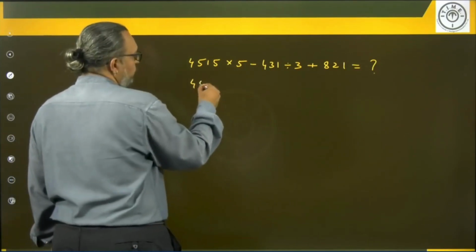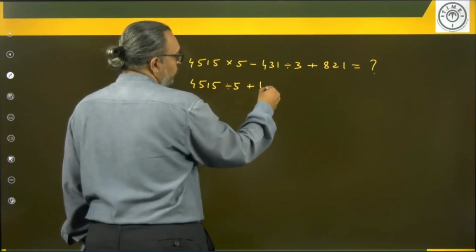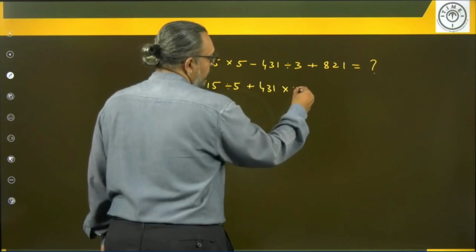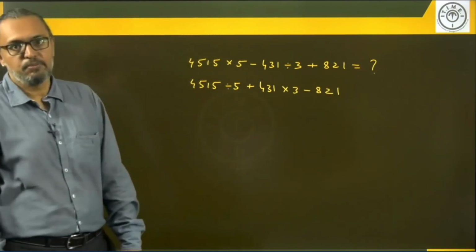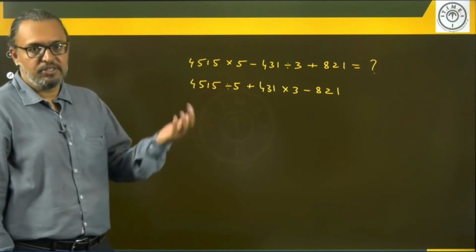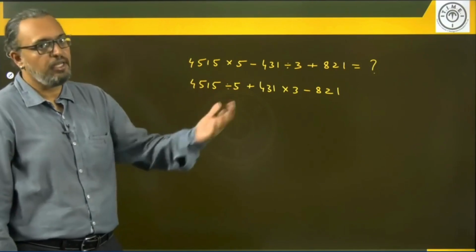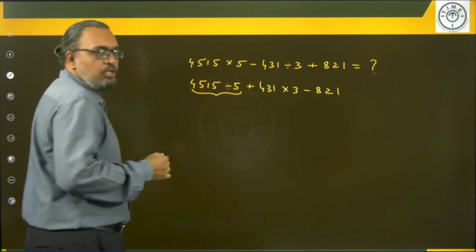So, here we get 4515 divided by 5 plus 431 into 3 minus 821. This is my actual expression that I have to solve to get our answer. And we know the order of operators. First is division, then multiplication, then addition and subtraction. So, we start with that. So, first is division. So, we divide.